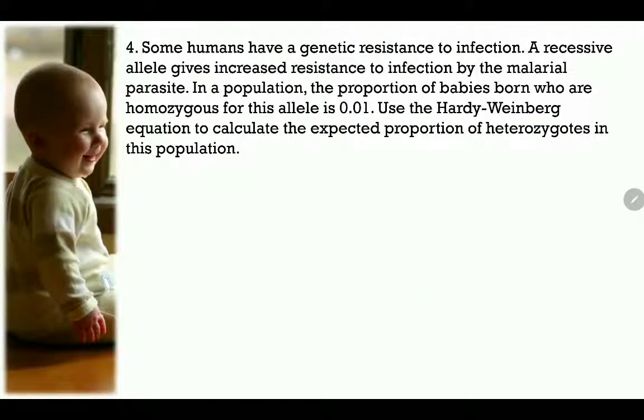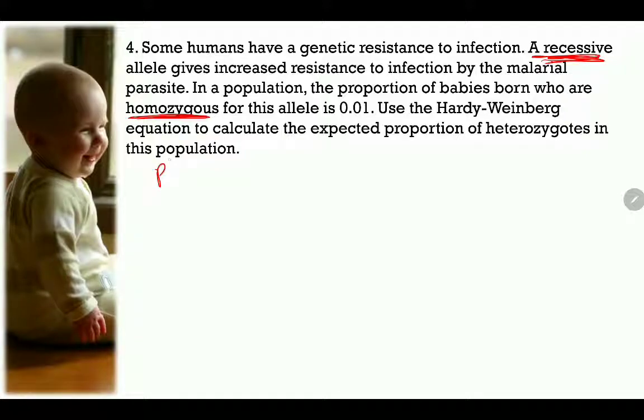Our last one here, okay, we have some humans have a genetic resistance to infection. A recessive allele gives increased resistance to infection by malarial parasite. In a population, the proportion of babies born homozygous for this allele is 0.01. Use the Hardy-Weinberg equation to calculate the expected proportion of heterozygotes in this population. So we know it's a recessive trait. We also know that we're looking at the homozygous recessive.